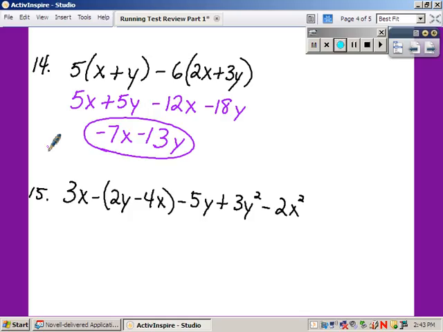So the same idea holds true for this problem. We're again looking to simplify and combine like terms. If you notice there's a negative sign right here, we can think of that as a negative 1 times all of this stuff. So we have a 3x, and we have negative 1 times 2y, that's negative 2y. Negative 1 times negative 4 is positive 4x. And then the rest of this problem.